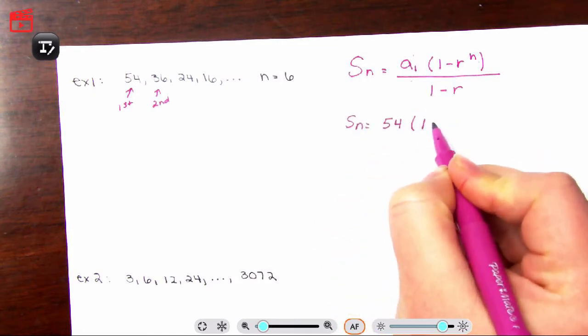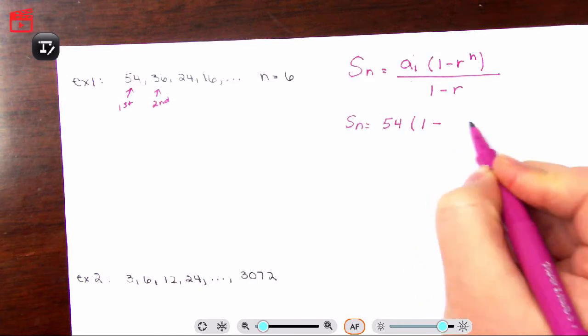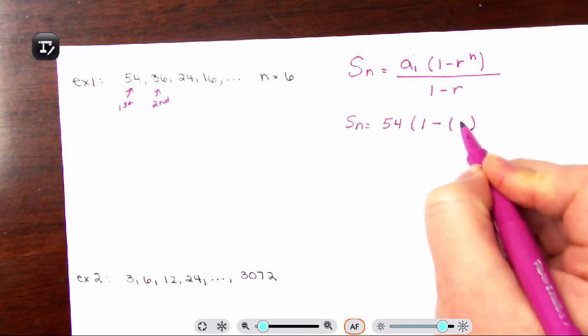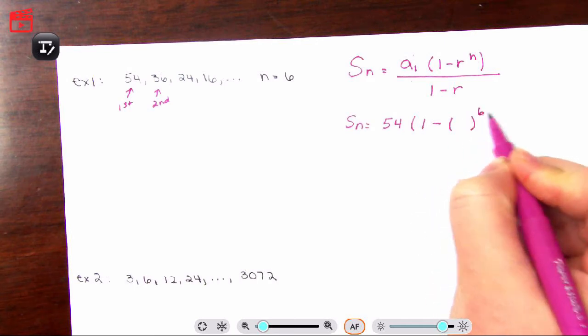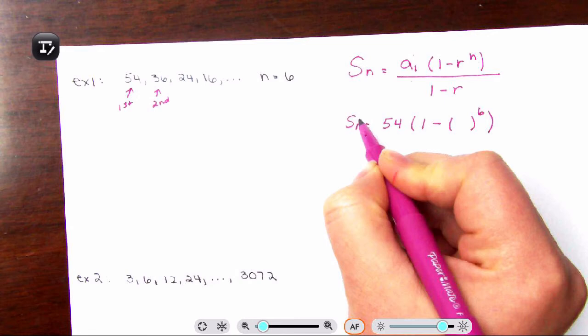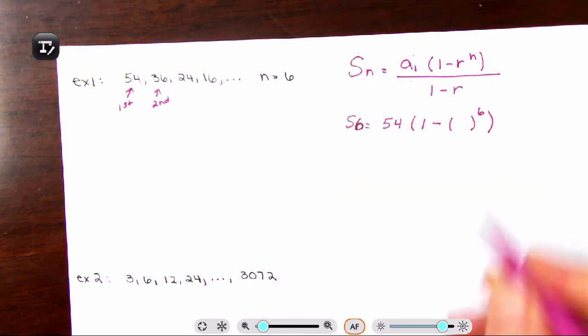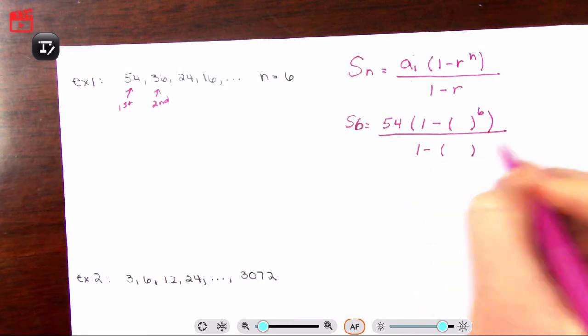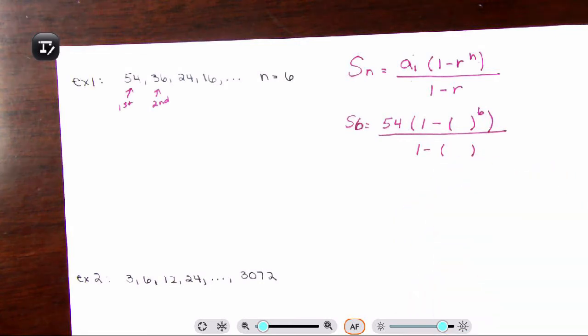So S sub n is equal to, so what is in the first position? 54 times 1 minus r. I don't know what r is yet. I'm going to skip it. I am going to put in parentheses just because I want to know that that's where I'm putting my r. My n is 6. I should have put 6 here. Let's see if I can save it. Yes, I can. And all of this right here is being divided by 1 minus r. Again, I'm putting that in parentheses because I still need to figure out what r is.